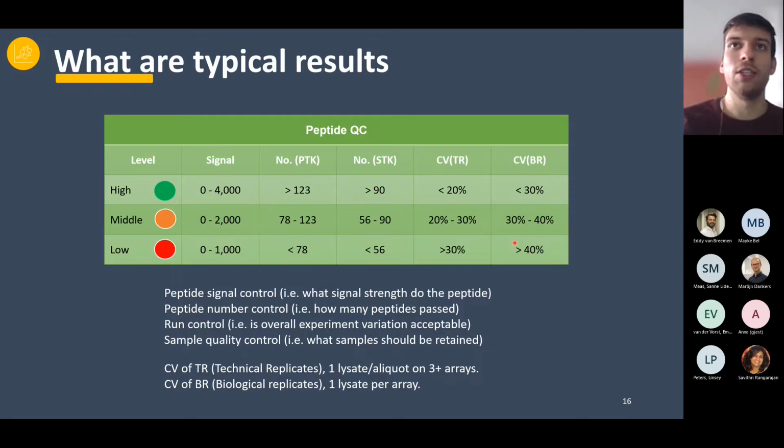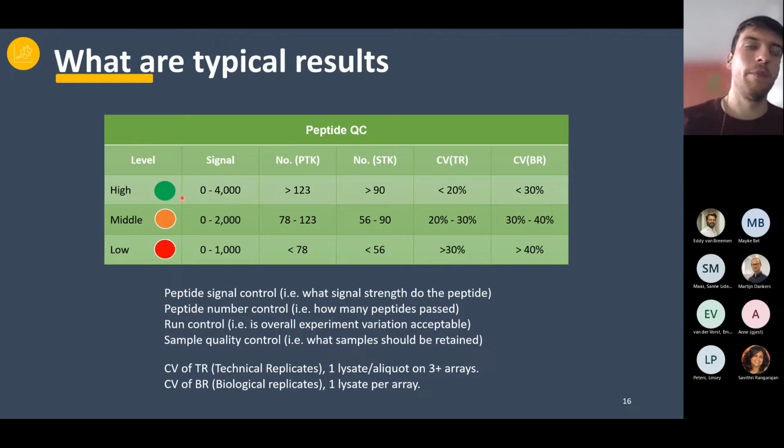So if you have more variation and fewer peptides passing the QC, as well as less signal, we can also categorize it as middle. So this will be sufficient data quality, or low data quality if it's even lower. This also means that you have to consider the conclusions that you draw from this data.